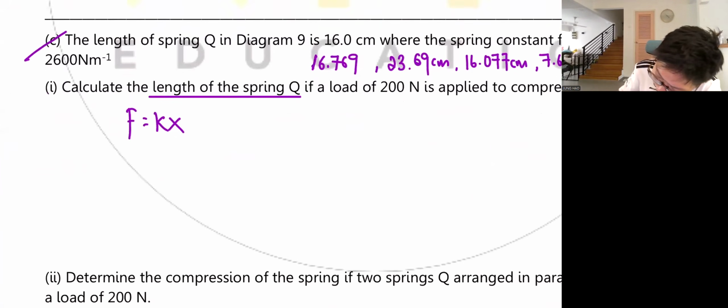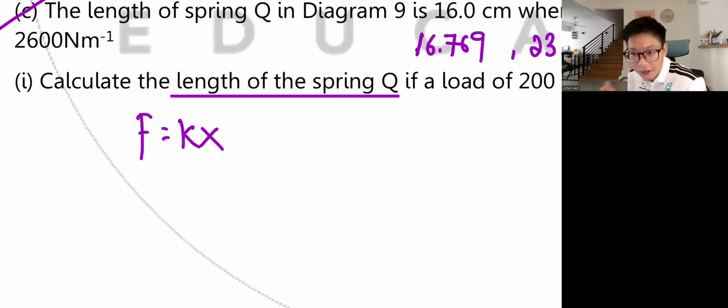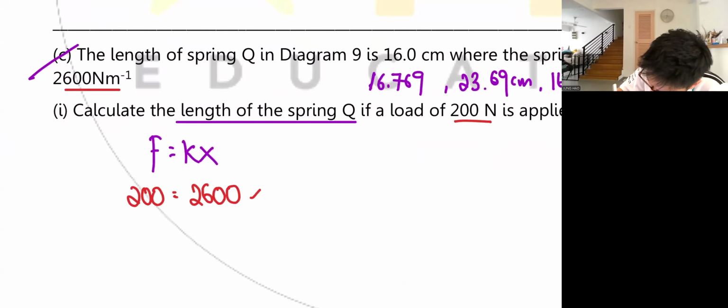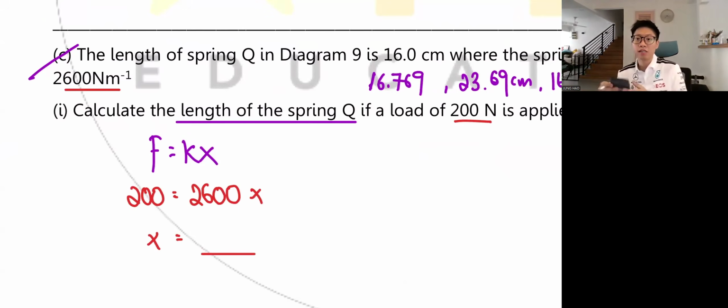Okay, now let's talk about the answer. The length of spring Q. We know that the force of 200 newtons is applied, and K is 2600 newton per meter. So therefore, 200 equals 2600 times x. So guys, what is my x? When I press this into the calculator, it's 200 divided by 2600. My answer will come out to be 0.0769 meter.